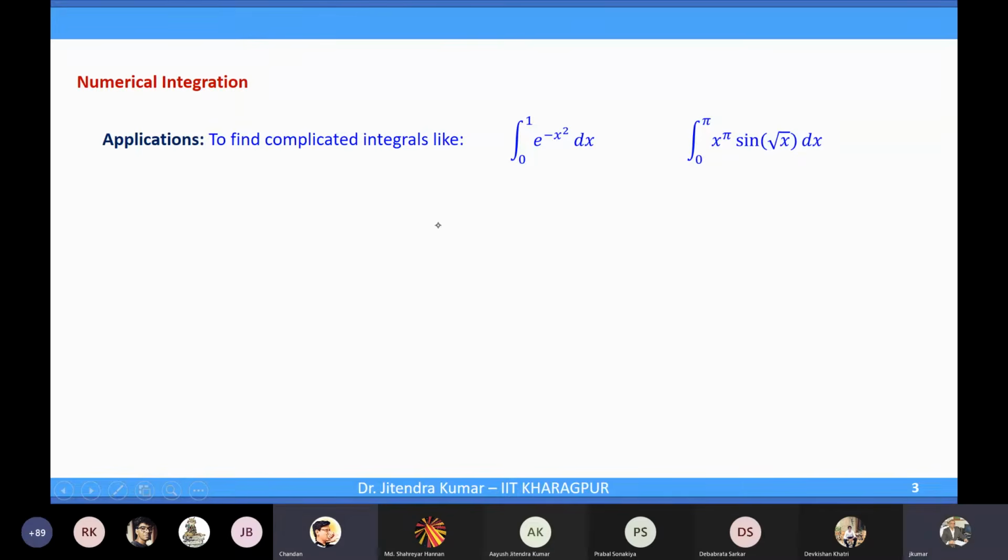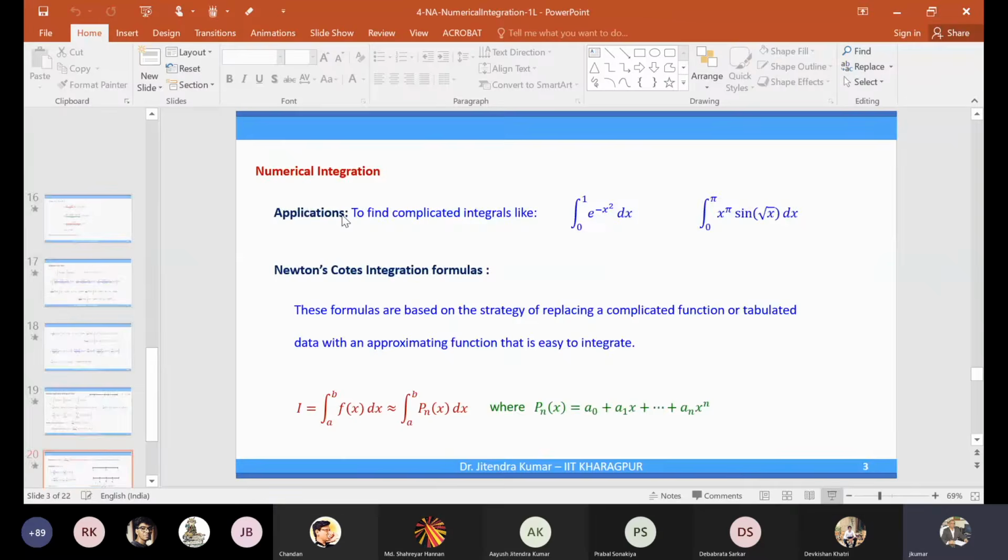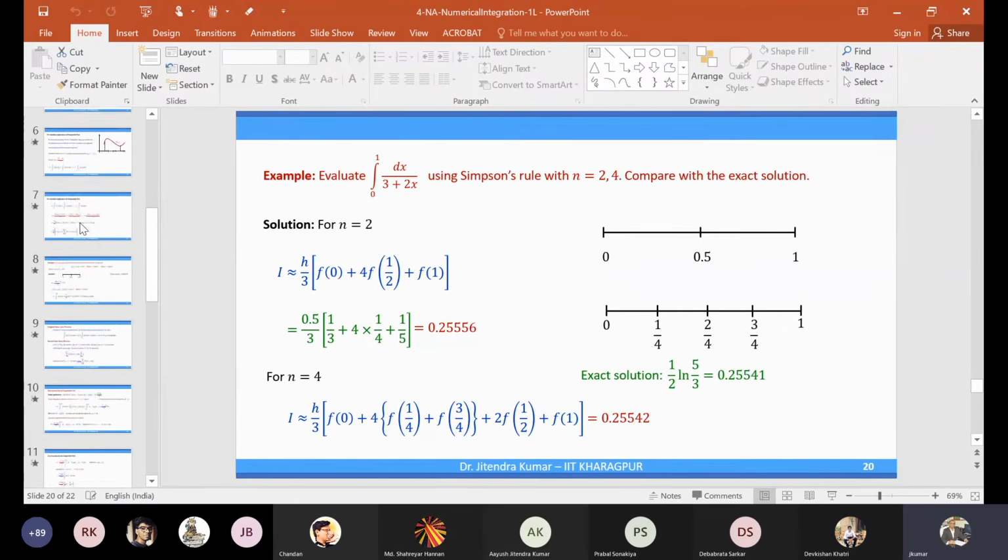The second integral, which you also see here, x to the power pi times sine of square root x, is also a similar situation where you cannot find the exact value of the integral. So there are many schemes, and some of them we will go through. In general, they are called Newton-Cotes integration formulas. One of them is the trapezoidal rule, which we will now learn.